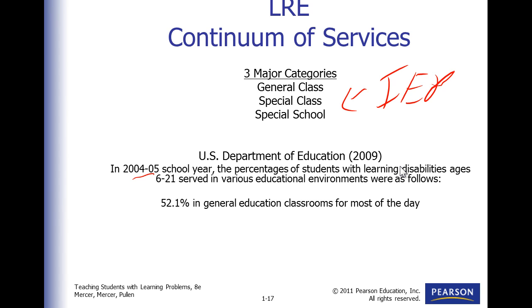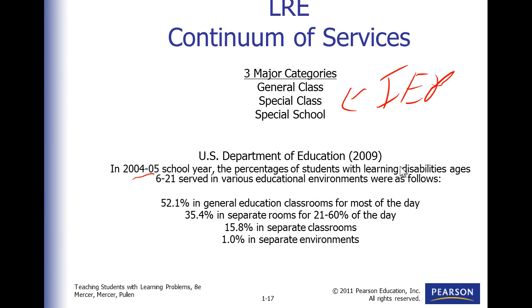52% are in the general education classroom for most of the day. It may come out a little bit for the most part. And 35% are in separate rooms for 21 to 60% of the day. Then this is for separate classrooms. And then only 1% of the kids with learning disabilities are in separate environments, meaning they're out in a different school. Because generally, somebody with learning disabilities we would consider to have a mild disability.